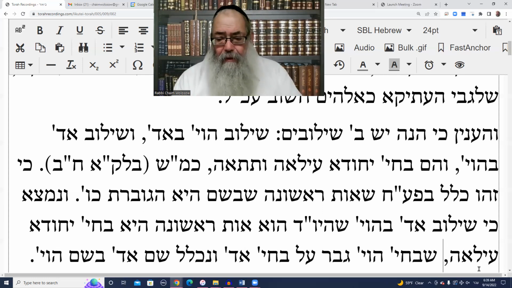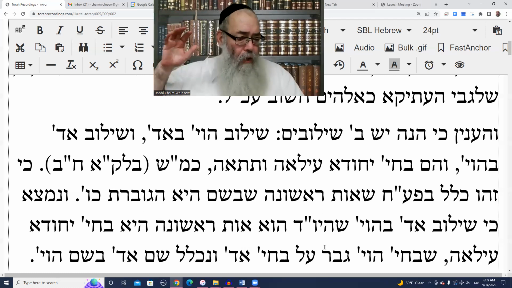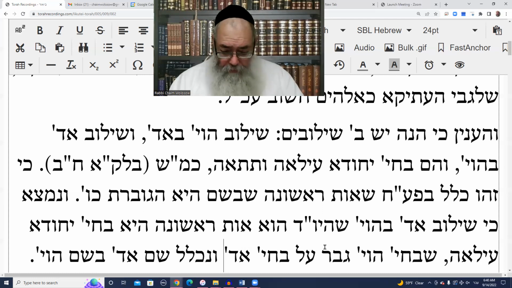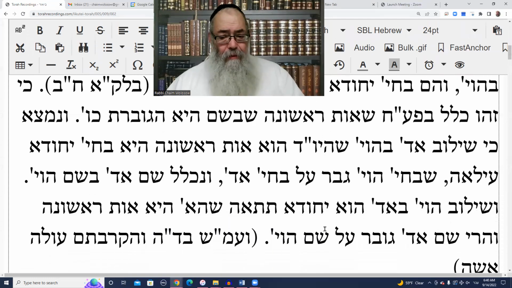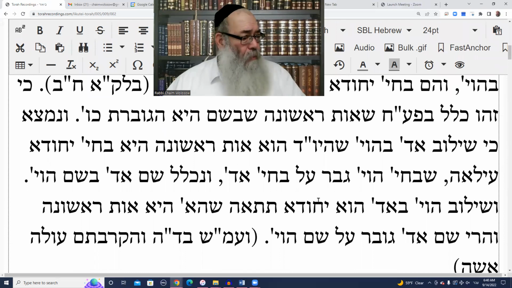The level of Havaya is overpowering Adnai, so that becomes the Yichuda Ila'a. That's the higher level, and the name Adnai is included in the name Havaya. That's when the Havaya is first, you have Hashem Elokim or Hashem Adnai, the Shiluv Havaya b'Adnai.